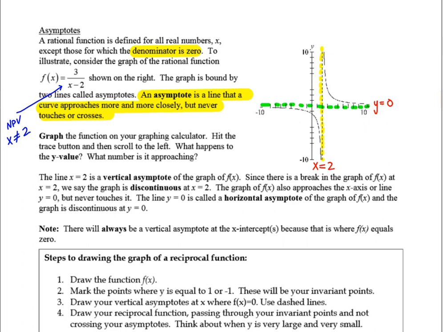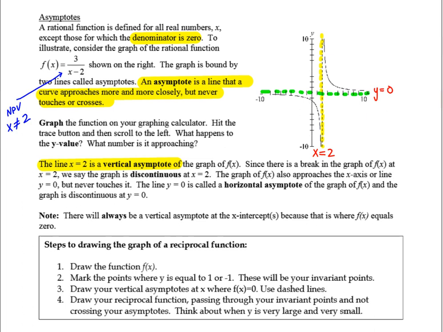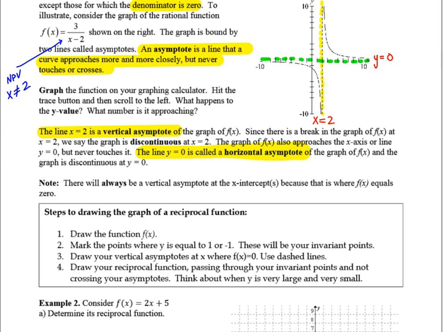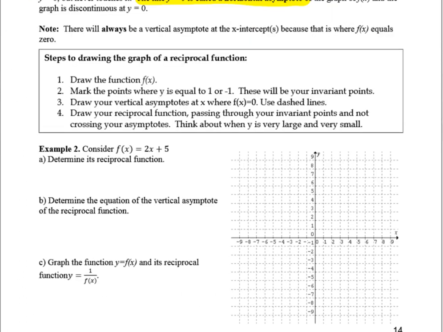The line x equals 2 is our vertical asymptote because that's the non-permissible value that would make the denominator 0. The horizontal is y equals 0. And we are always going to do basic functions where that's the horizontal asymptote. You're not going to get a different horizontal asymptote in what we study in Math 20-1. So the vertical asymptote is always the x-intercept of the original function. So let's look at this function here.